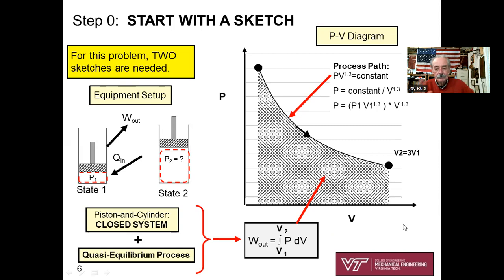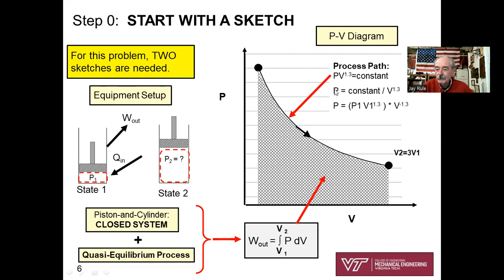Now, have you figured out how come this problem is different than the set from 03? It's all in the process path. The process path says PV^1.3 equals constant. Now in set 3, it was PV to the 1 equals constant, in other words, PV equals constant. This one is PV to the n, 1.3, a number a little bigger than 1.